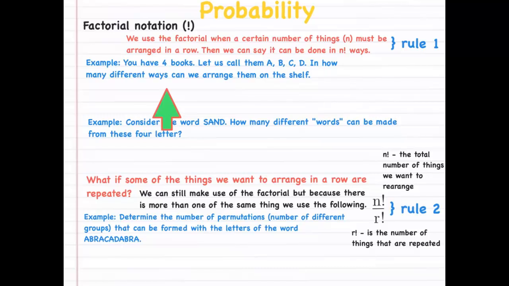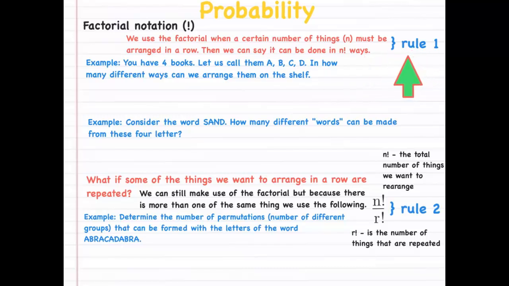Okay, but in this case, we are going to learn about the factorial notation, which is written as an exclamation mark, and you have this little sign on your calculator as well. Now, we use the factorial when a certain number of things, let's call that amount of things n, must be arranged in a row. Okay, so important. We use factorial notation when we want to arrange things in a row. So then we can say it can be done in n factorial ways. Okay, and this is our rule number 1.